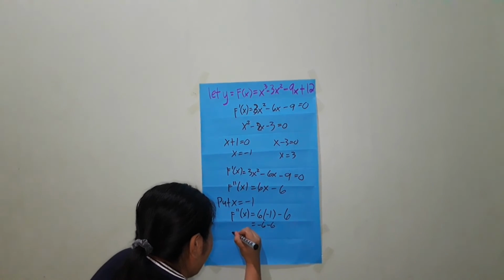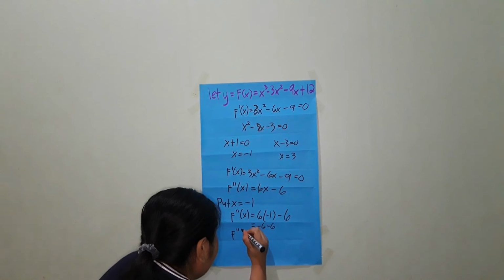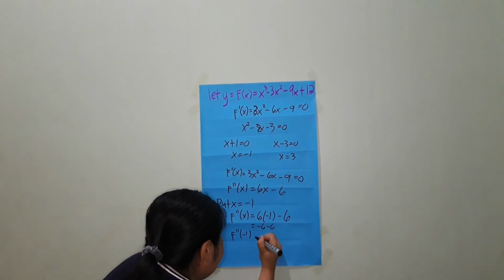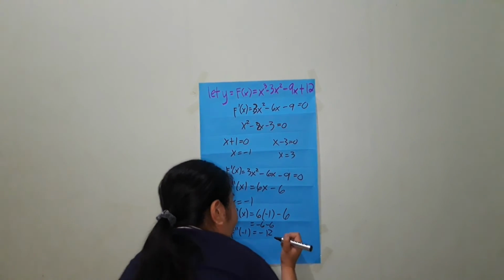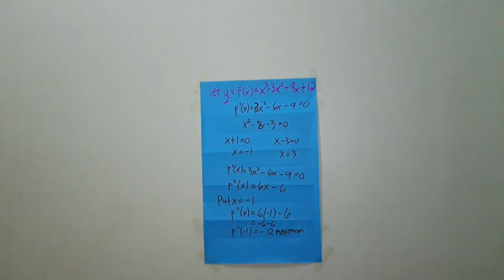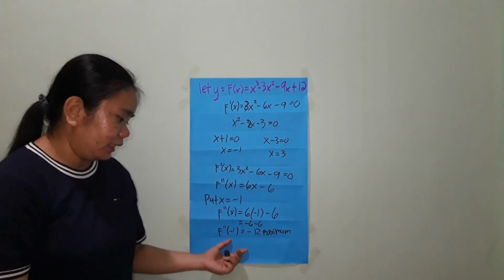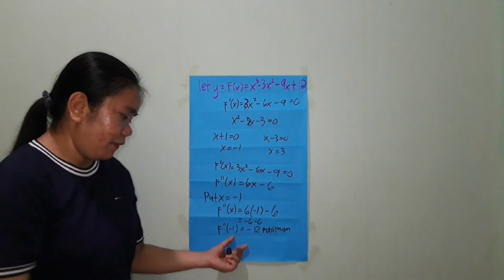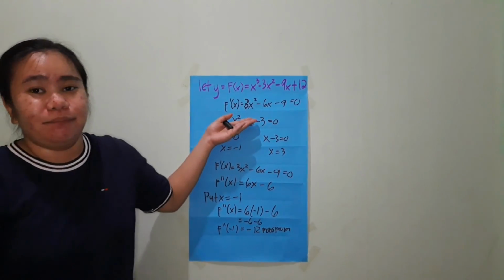Ang ating magiging final answer is f double prime of negative 1 is equal to negative 12, which is ang ating maximum. Yan. So, yan ang ating magiging maximum. So, ito na yung ating magiging final answer. Second derivative of f is equal to negative 12, which is our maximum for this problem.